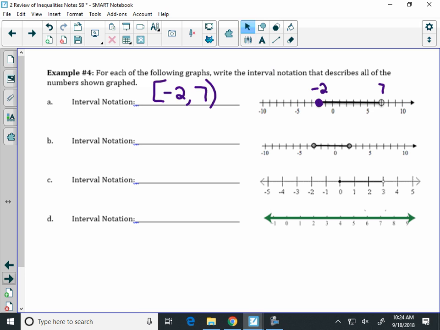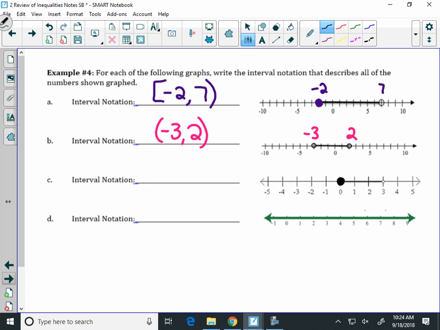On the next one here, I have two open dots. One of them's at negative 3, the other one's at 2. So I put my negative 3 and 2 into my interval notation, and then because they both have open dots, we have two parentheses. The next one here, my dots are a little hard to see. I have a closed dot at 0 and an open dot at 3. Then we're shaded in the middle. So your endpoints here are 0 to 3. 0 is going to get a square bracket because it has a closed dot. 3 has an open dot, so it's a parenthesis.